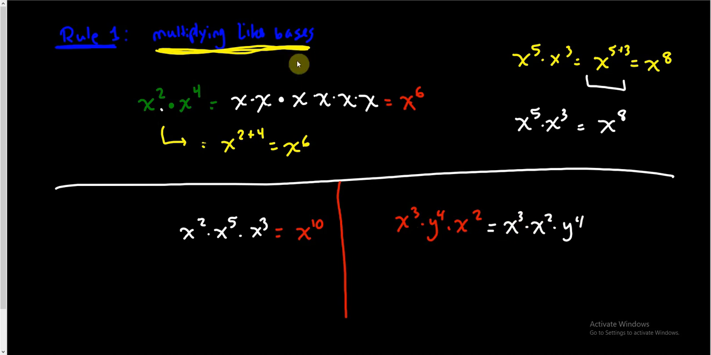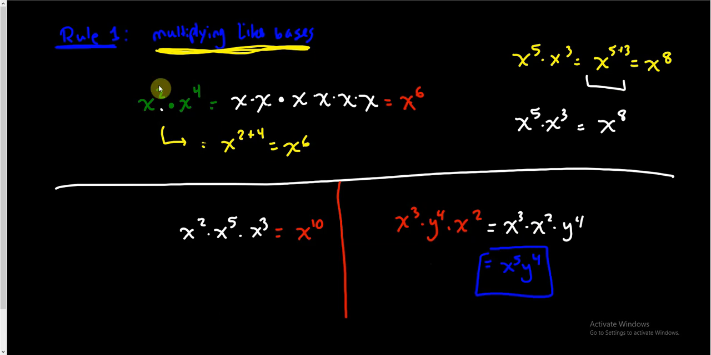Most people would just jump to this answer and say, oh, I have a like base here, like base here. 3 plus 2 is 5, x to the fifth. Y to the fourth doesn't have a like base, so it stays y to the fourth. But I am allowed to rearrange because this is just multiplication, if it makes you feel better, because multiplication is commutative and associative. Okay? So if you want this second step here, you can do it, but just know that you are fine and okay to jump from the red to the blue.